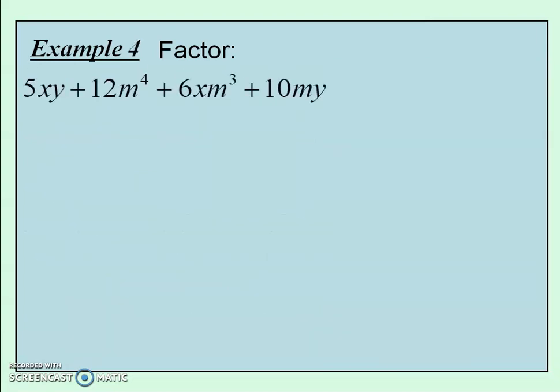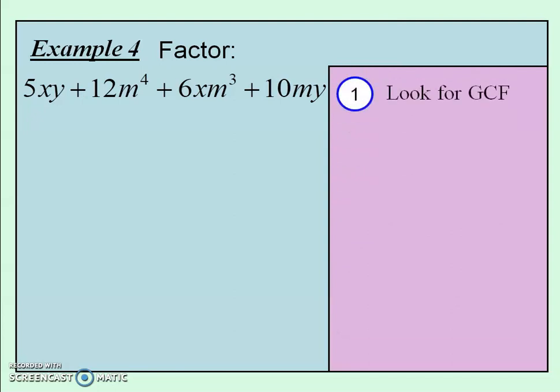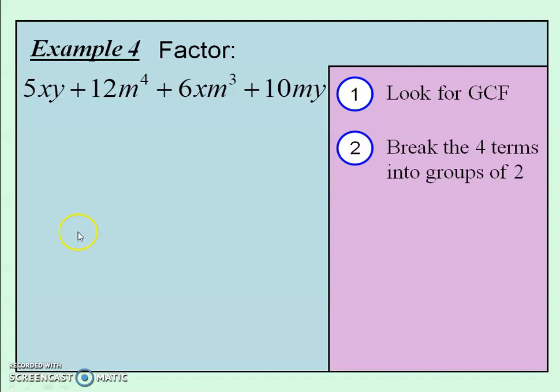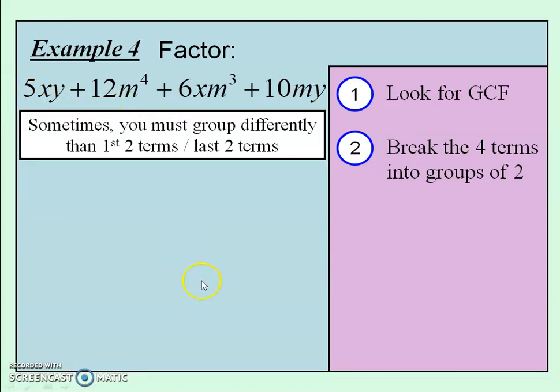And one final example, step 1 is to look for a GCF of all the terms. Again, if you want to pause and give this a try, please do. In this case, there's no GCF. So to break this up into 2 terms, in this case, it would not work to group the first 2 terms and the last 2 terms. Sometimes you have to group them differently.